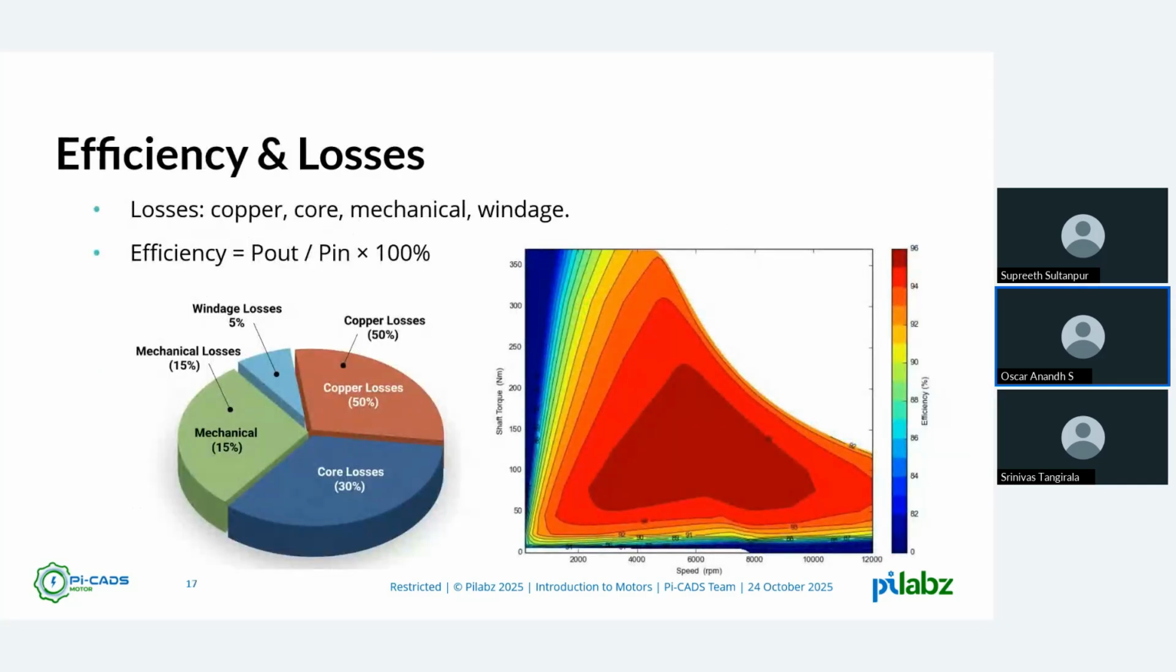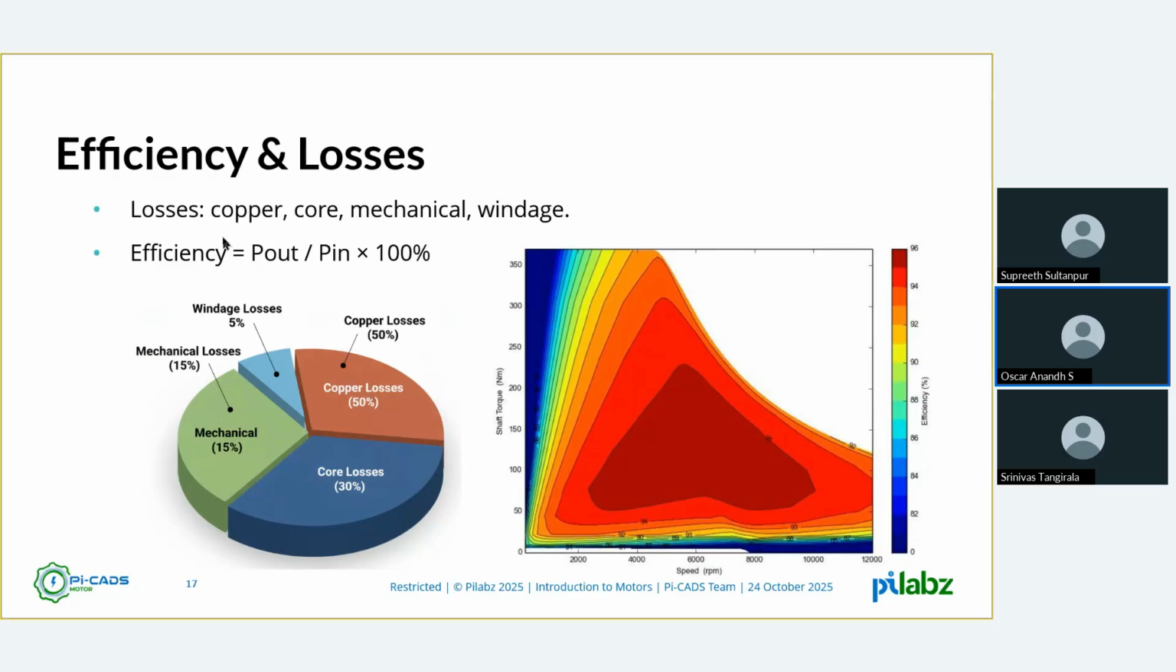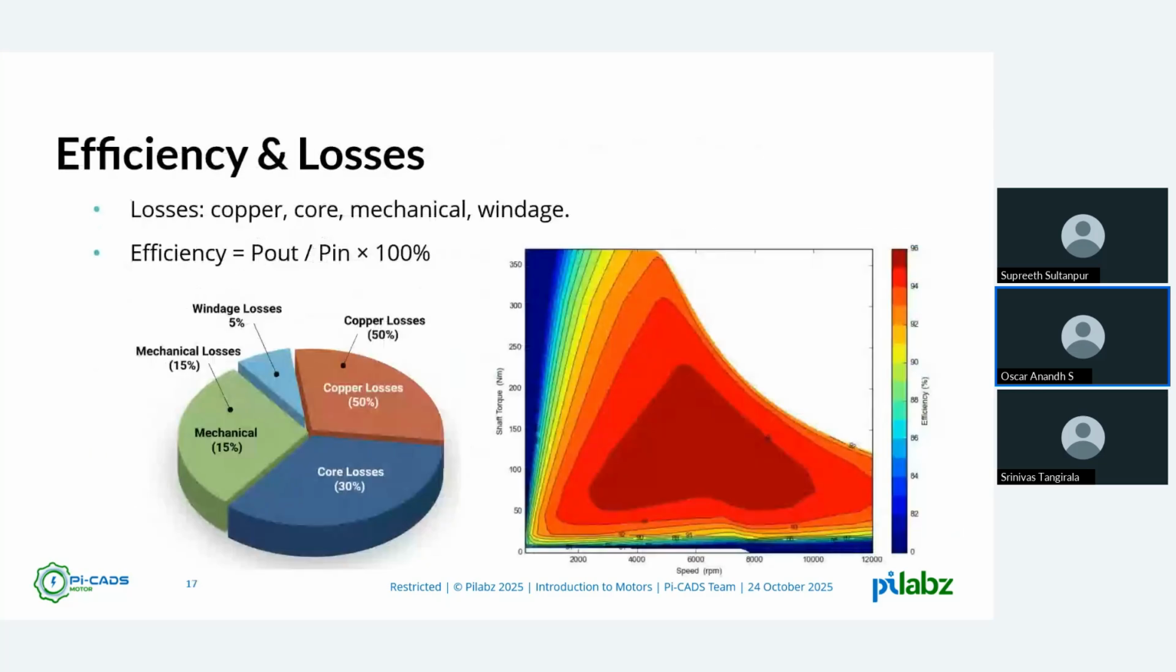And this is a graphical representation of the efficiency of the motor throughout the operating points of the torque speed curve, where you can see the mechanical losses, winding losses, copper losses, and core losses. With this, we need to calculate the efficiency, and this will show how efficient our motor is.